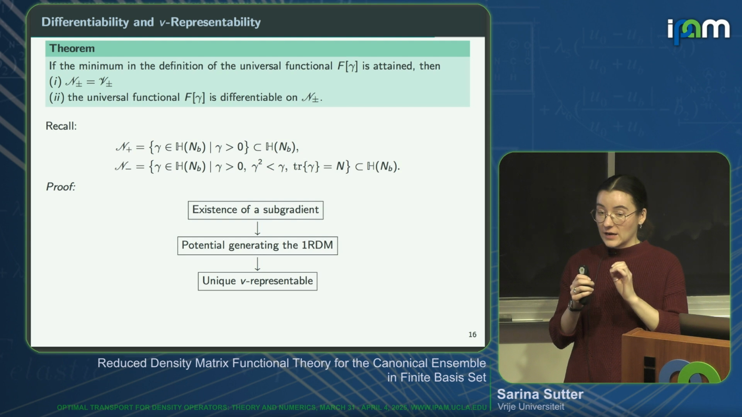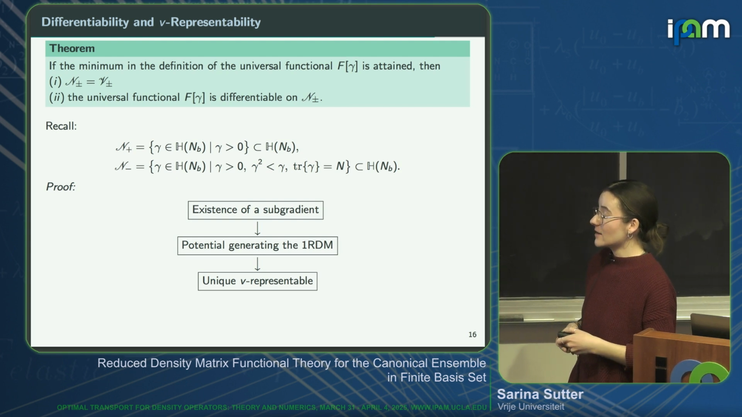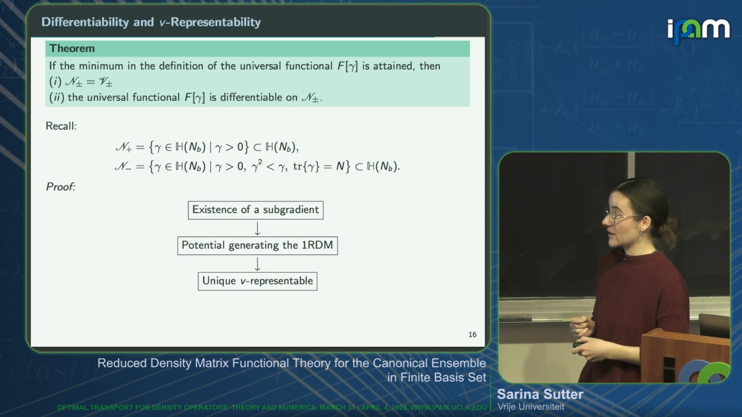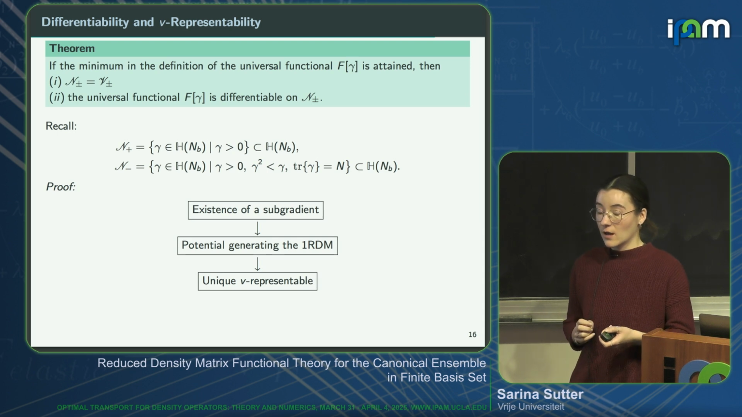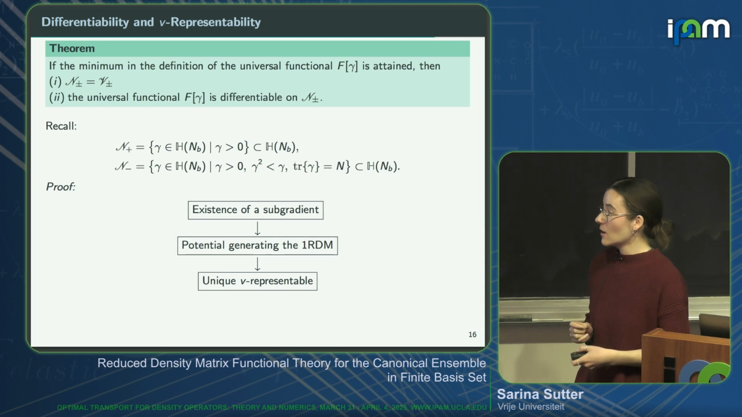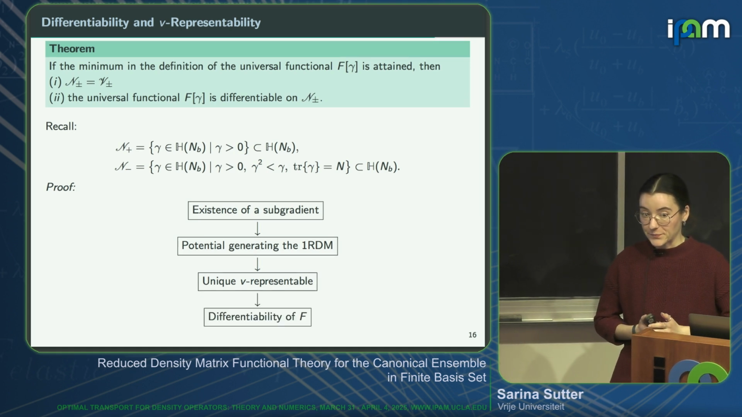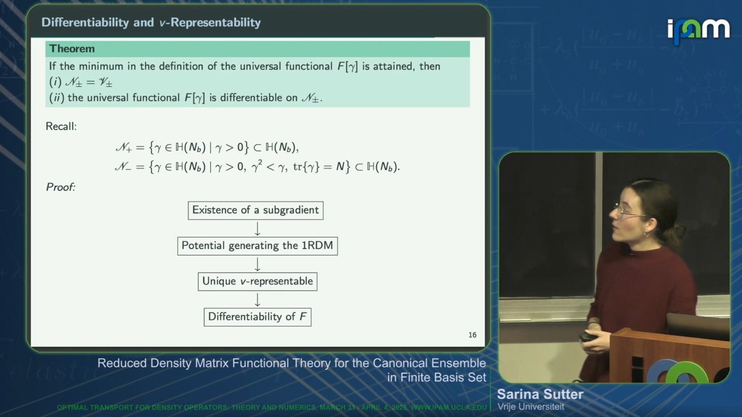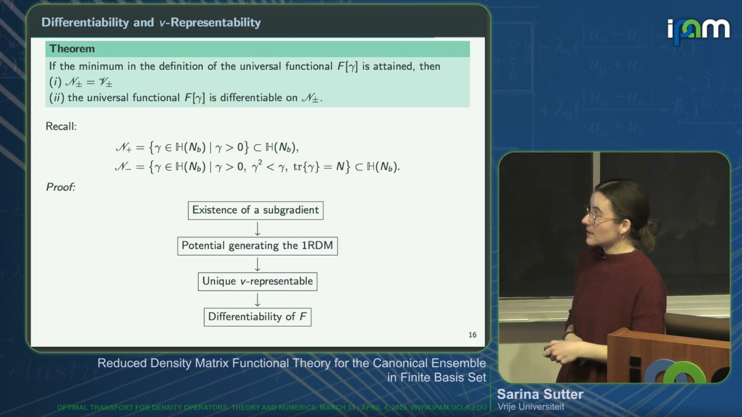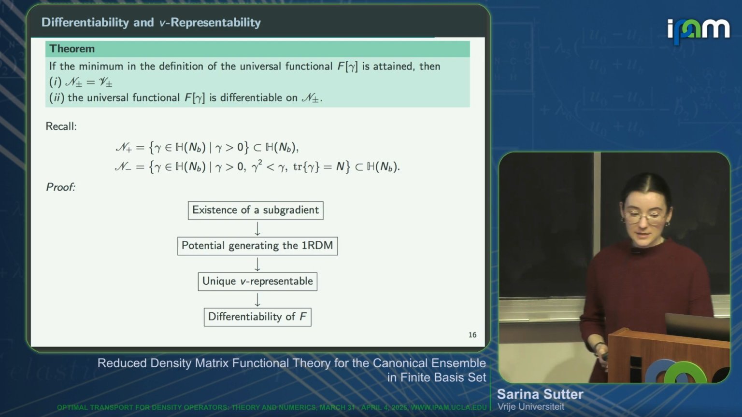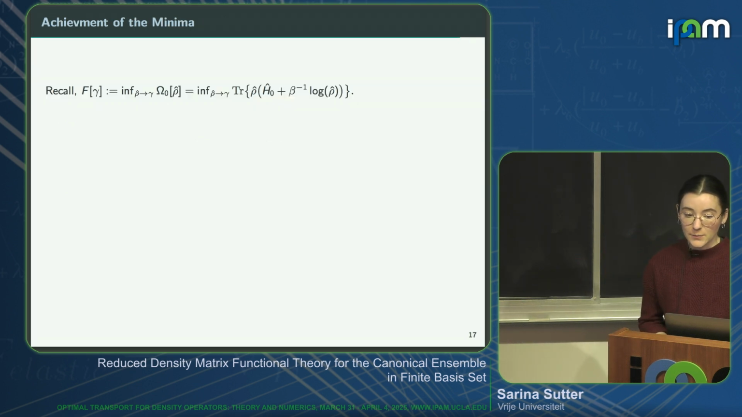Then, because we have the relation between potential and 1-RDMs, there is only one potential that can generate this 1-RDM. So we also have only one element in the subdifferential, which means that we have differentiability of our universal functional. So now we have shown differentiability, and we also characterized the set of v-representable 1-RDMs under the condition that the minimum exists. So we still need to show that.